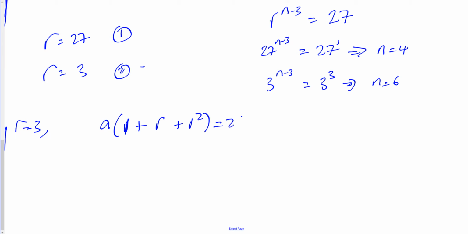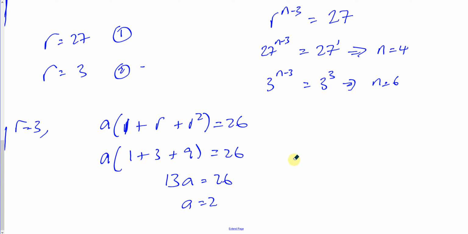Okay, so if r equals 3, that will be a times 1 plus 3 plus 9 equals 26. So that's 10 plus 3, 13. So 13a is equal to 26. So a is equal to 2. So in this case, if r is 3 and a is 2, our first term would be 2.